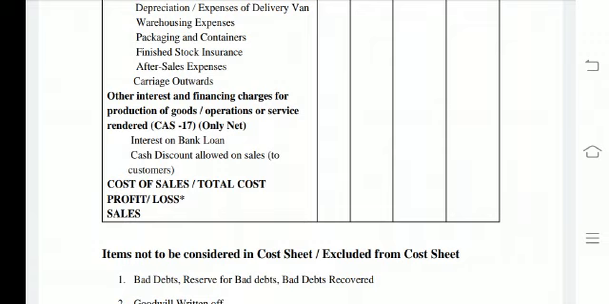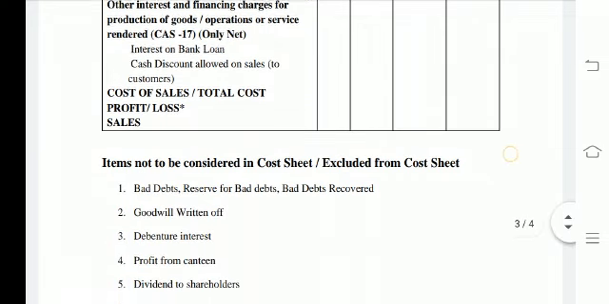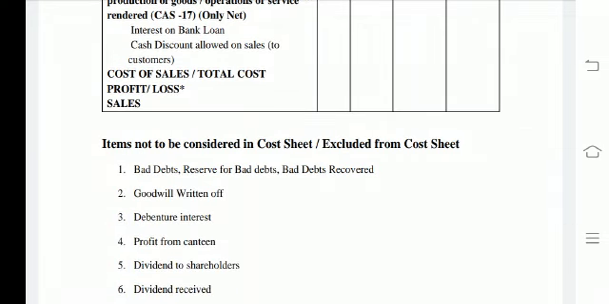So finally we get the total cost. To that we add the profit, and finally we get the sales. If it is a loss, we deduct the loss from total cost, and finally we get the sales. So what are the expenditures which are not taken under the cost sheet? That is also called excluded from cost sheet.